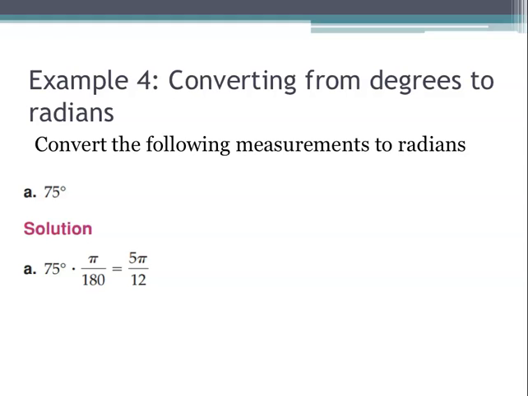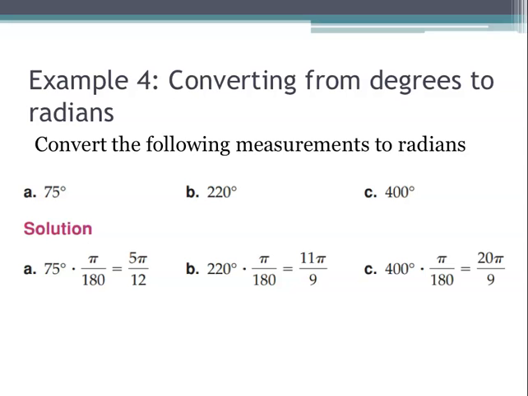All right, we'll do the same thing with 220 degrees. So 220 times pi over 180 is equal to 11 pi over 9. And in the last one, we have 400 degrees. Multiply that by pi over 180, and that is equal to 20 pi over 9.